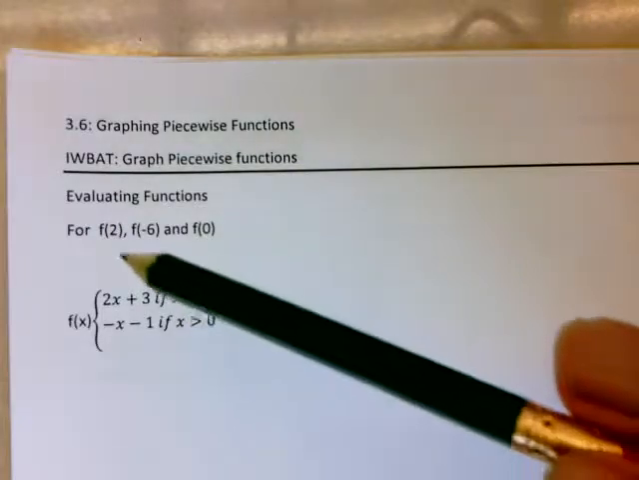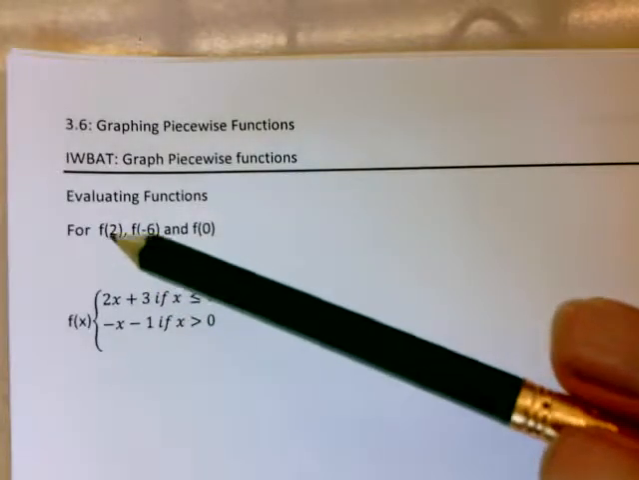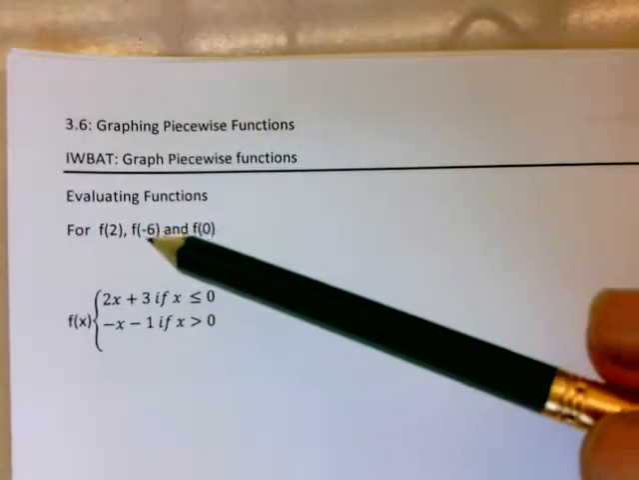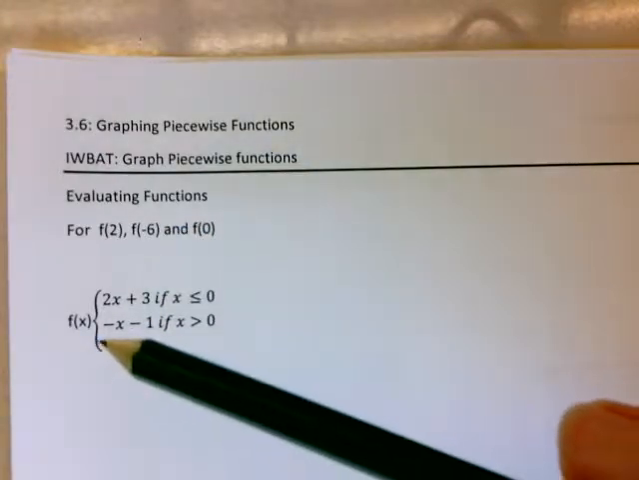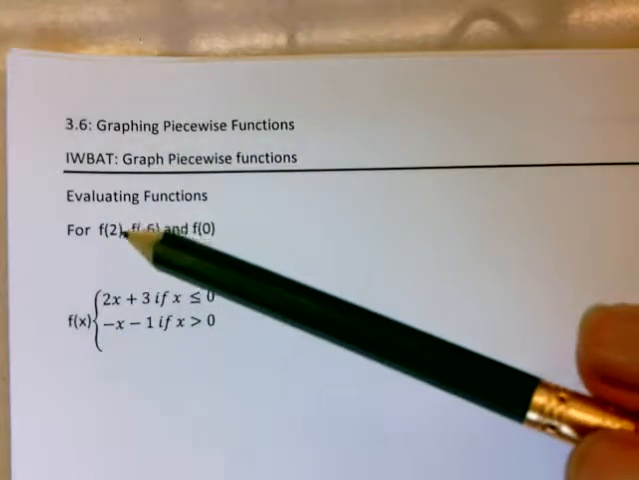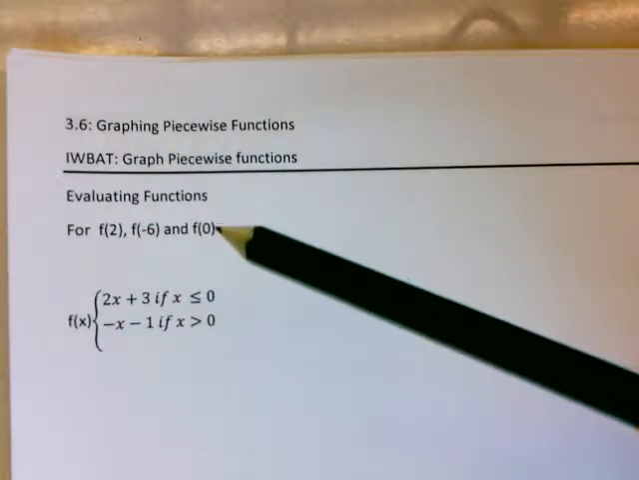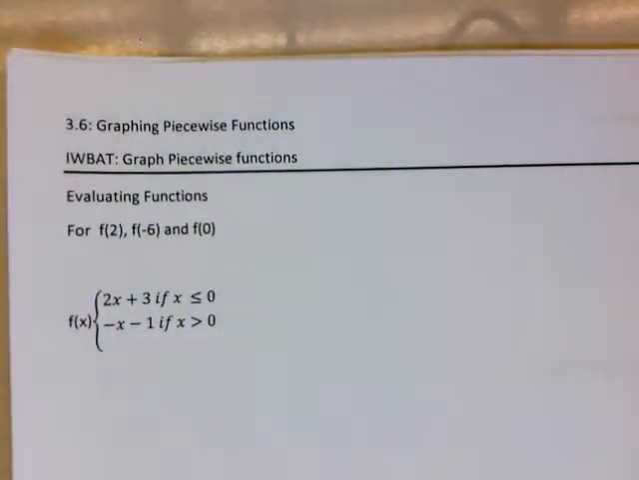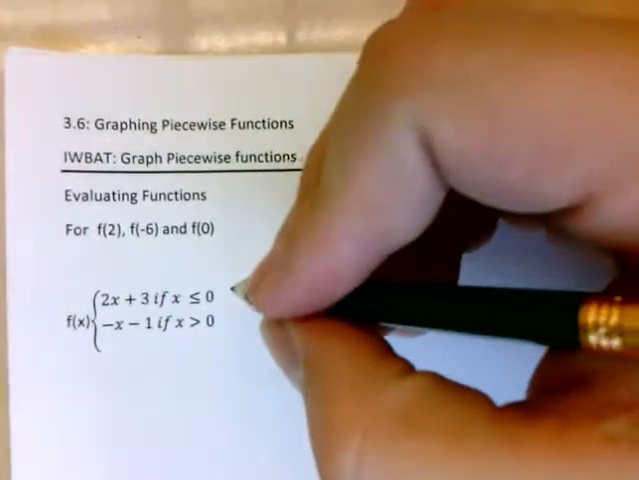Up here, like normal, you have f of 2, f of negative 6, and f of 0. What that means is we replace all instances of x with whatever number they show you. So first it says f of 2. Let's figure out which one we're using.